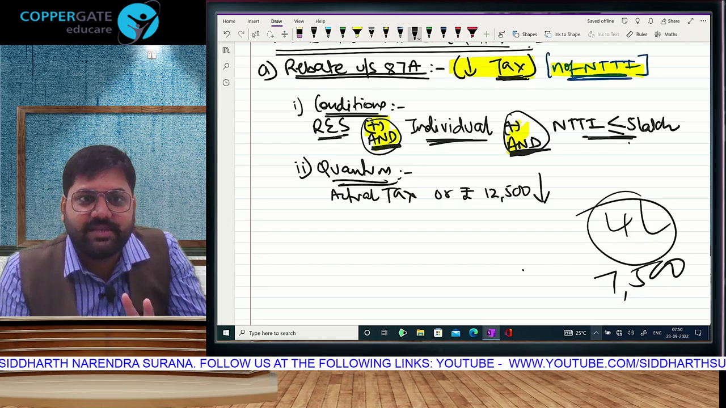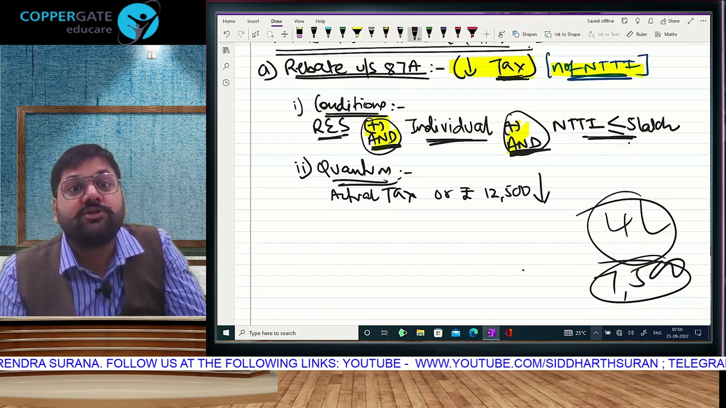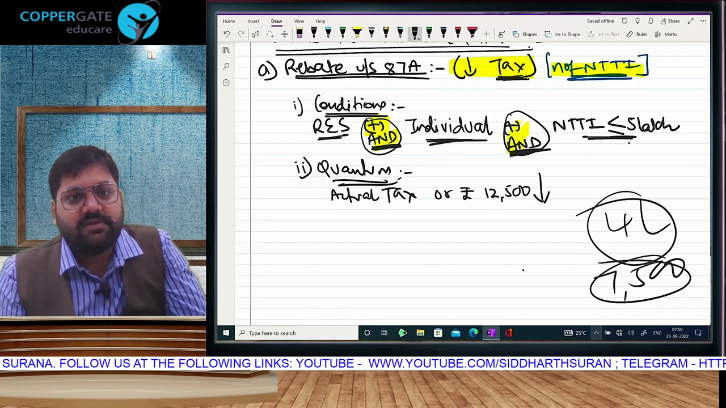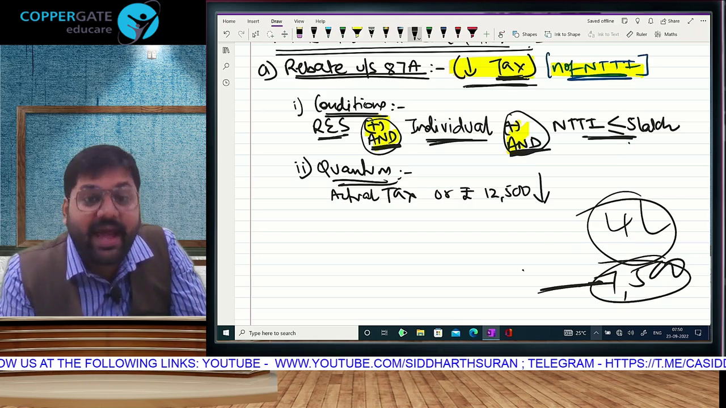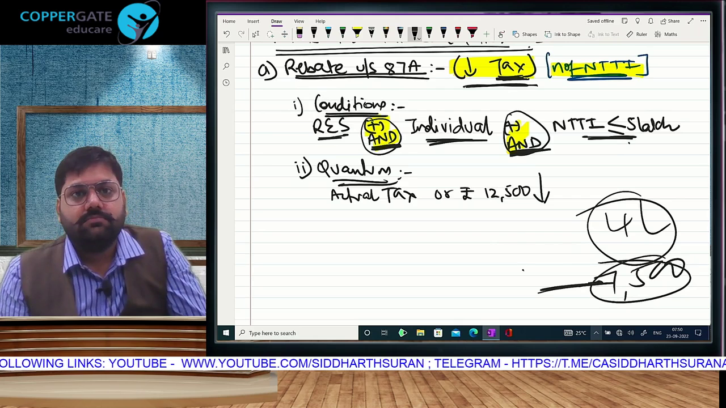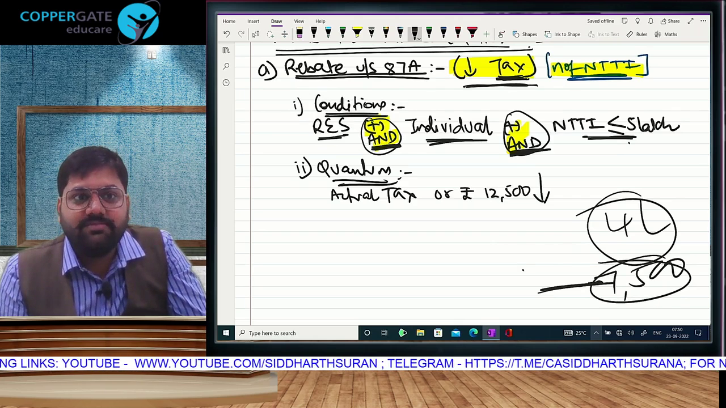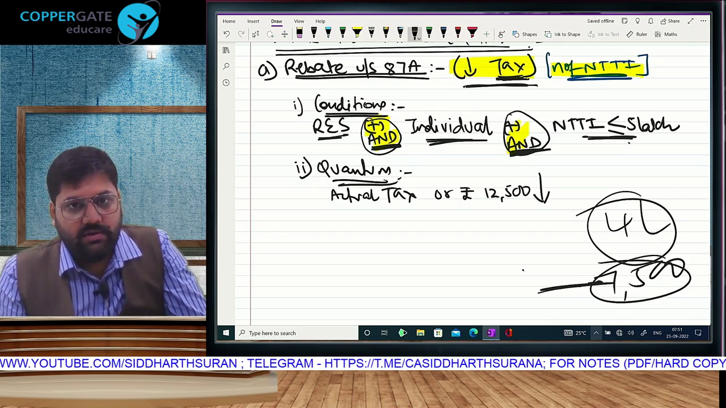You understand it means the same thing. So your tax or 12,500, what is lower? 7,500. That will become your rebate subtracted from tax, and thus tax will become 0. Did you understand? Actual tax or 12,500, whichever is lower.